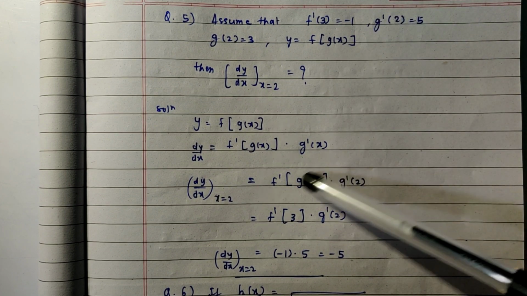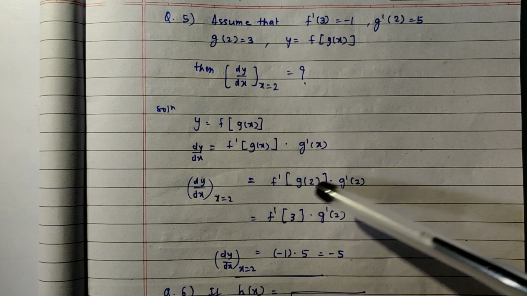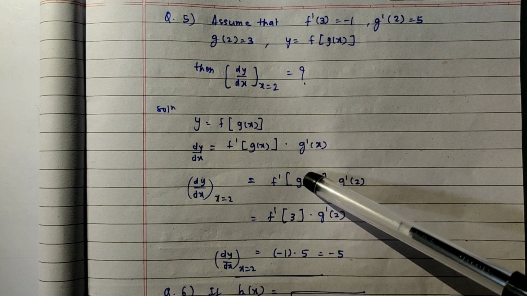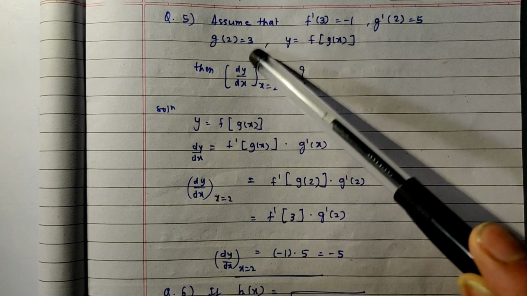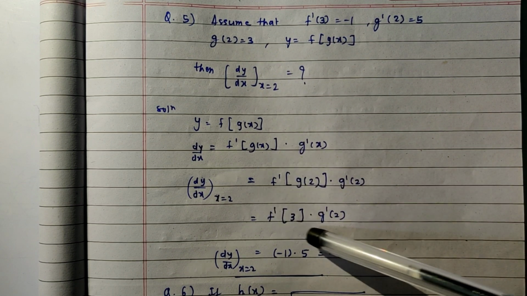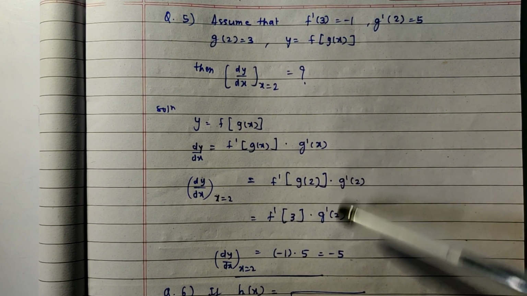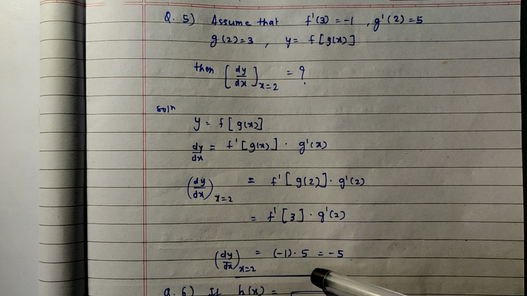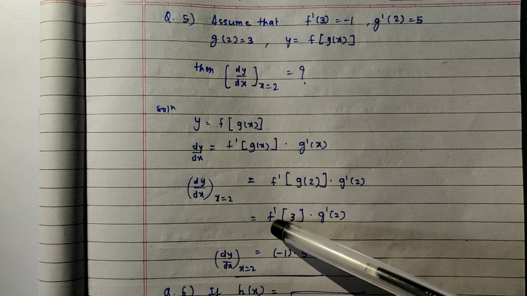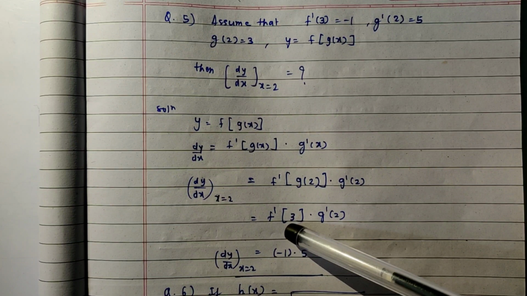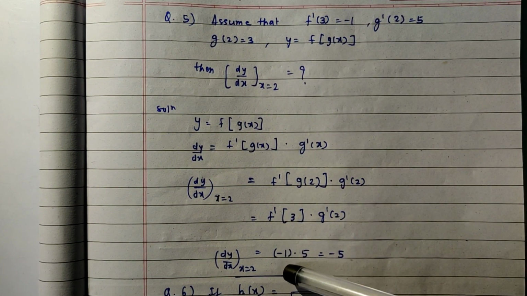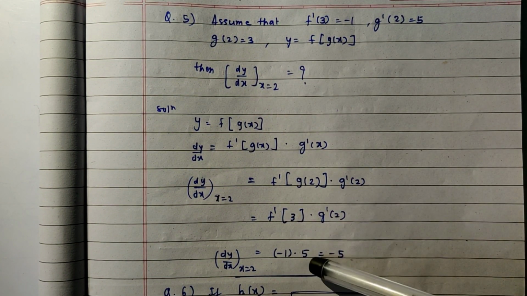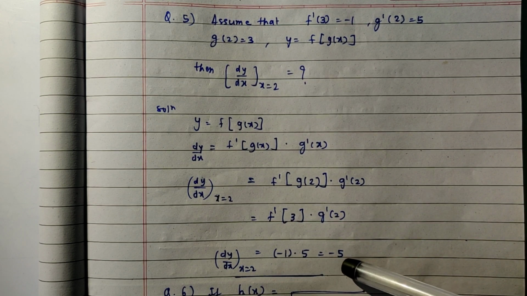And f dash of g of 2, we first substitute. g of 2 is given, that is 3, so it will be f dash of 3 and g dash of 2. g dash of 2 is 5, so here we substitute 5. f dash of 3 is minus 1, and this is 5, so our answer will be minus 5.